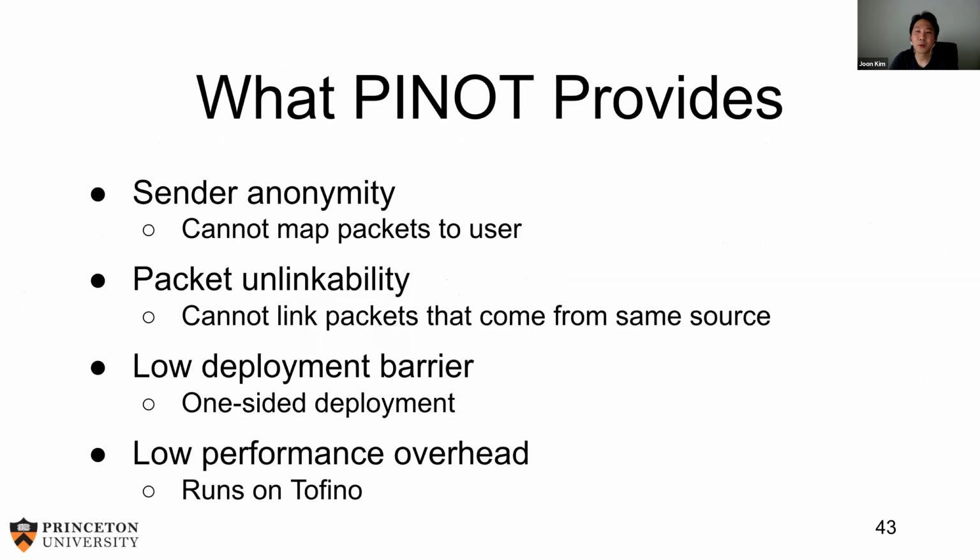So what PINOT provides is standard anonymity: you cannot map packets to a user. There's also packet unlinkability, meaning you cannot link or group packets that come from the same source. There's a low deployment barrier because it's a one-sided deployment. You don't need the other side or destination running PINOT. It's also low performance overhead because everything runs on the Tofino itself.